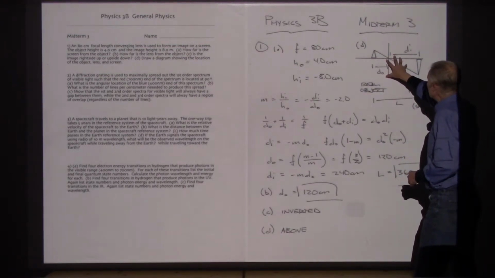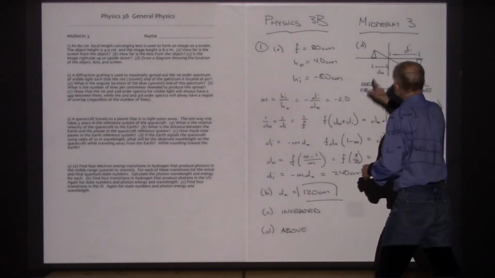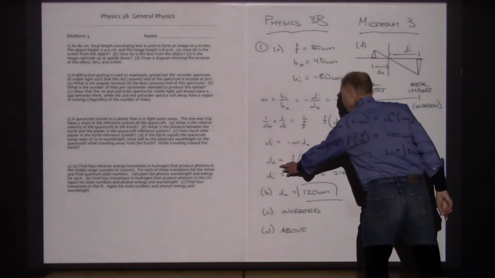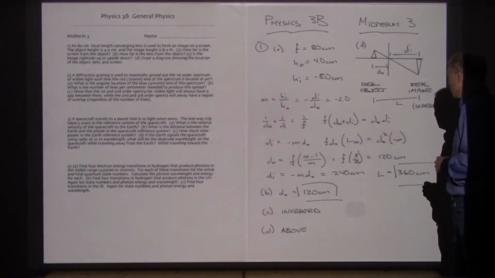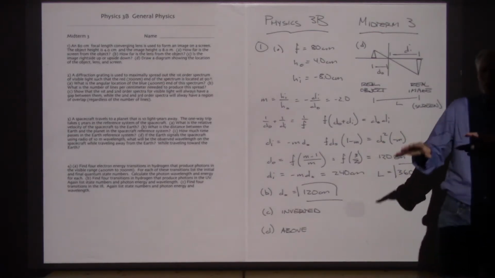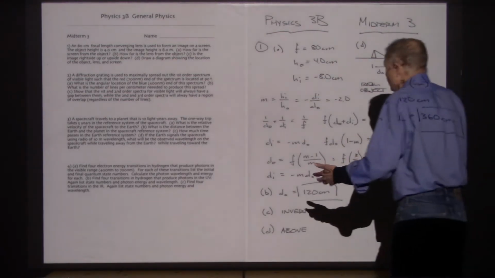Now I know from doing all the homework problems and such that when I go from a real object to a real image, the object needs to be outside the focal point. And this is outside the focal point. So everything here so far checks out. The DO came out positive. It's bigger than a focal length. So I'm going to move on.